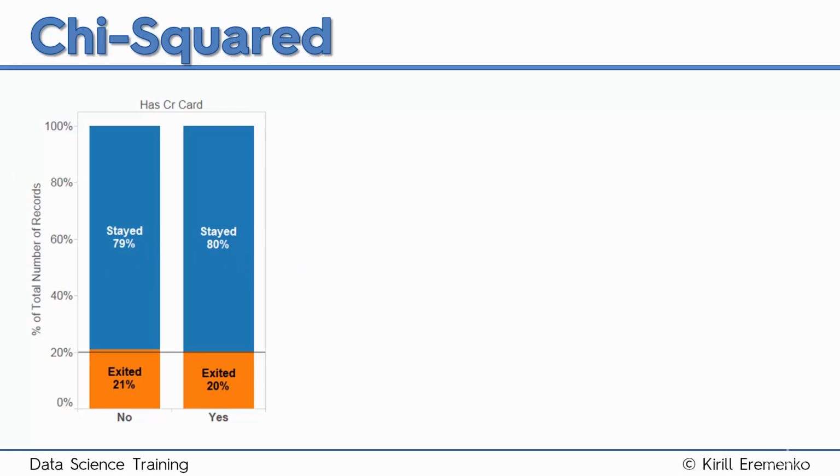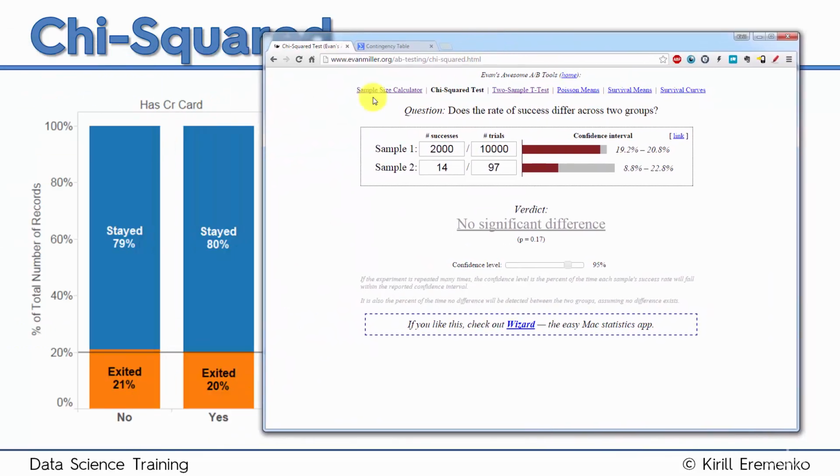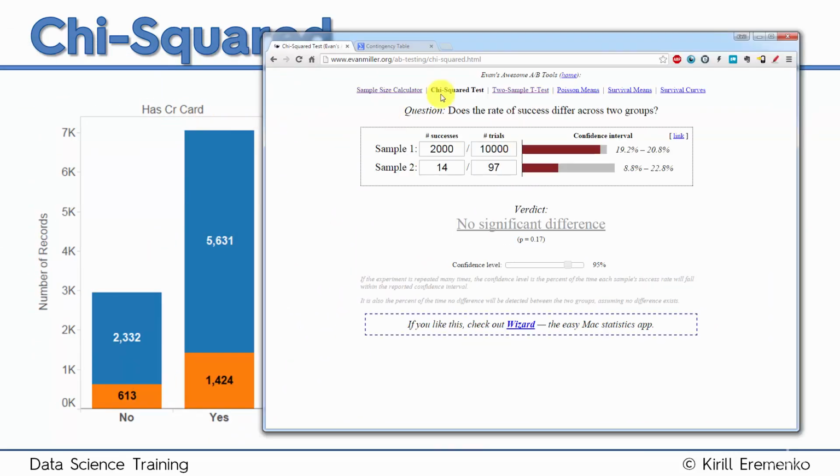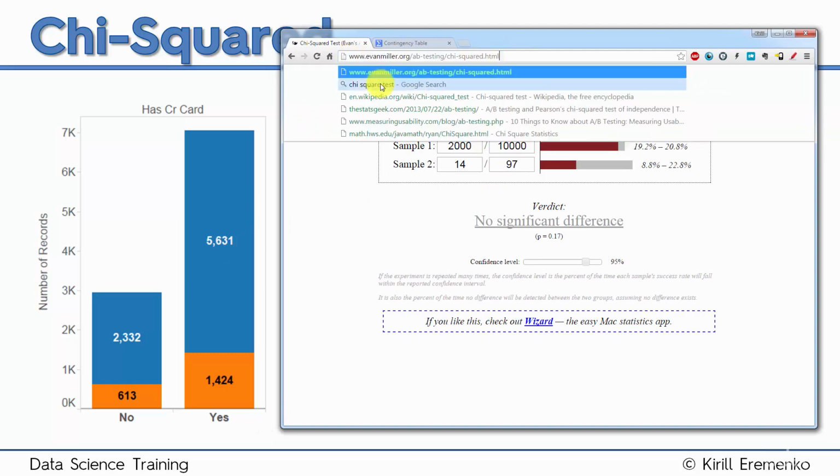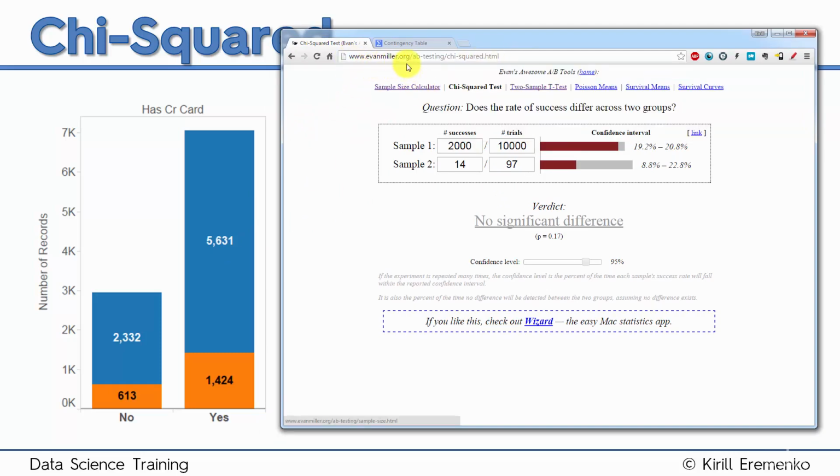All right. So now what I wanted to show you is an online tool, how to run the chi-squared test. There's our online tool. So let me just move this to credit card. And this is the website. I like this tool, evanmiller.org/ab-testing/chi-squared.html. So you put in your successes here, say in this case 613.